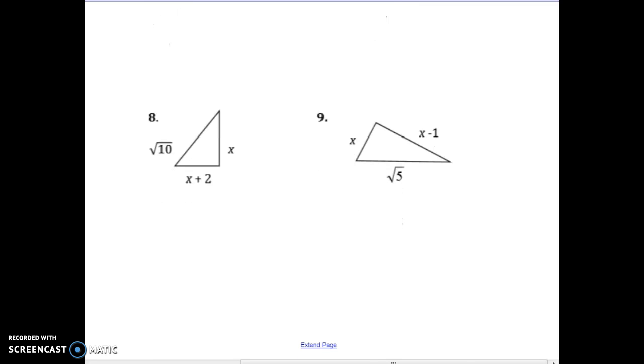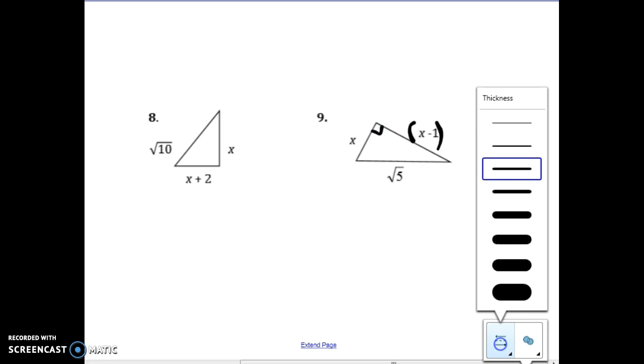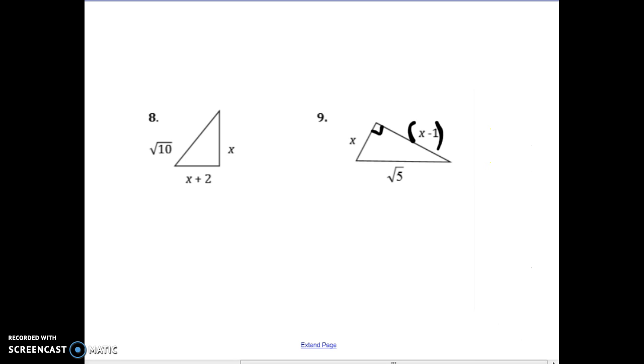So problem number 9, we're dealing with a straight right triangle, so nothing too fancy. So what I'm going to do is I'm going to treat that whole x minus 1 side as one entire piece, one entire unit, one entire chunk, if you will. So if I think of this as a squared plus b squared equals c squared, I'm going to have x squared plus x minus 1 squared equals rad 5, of course, squared.